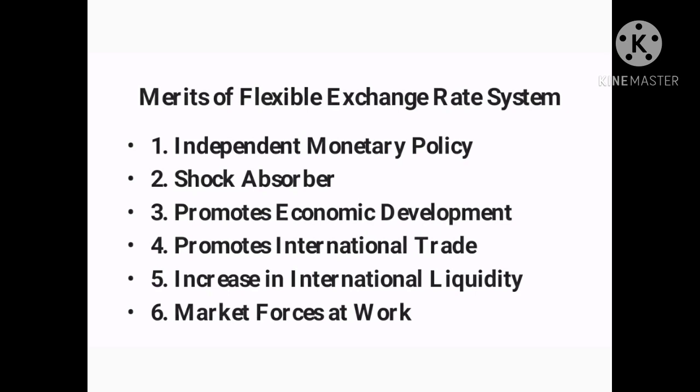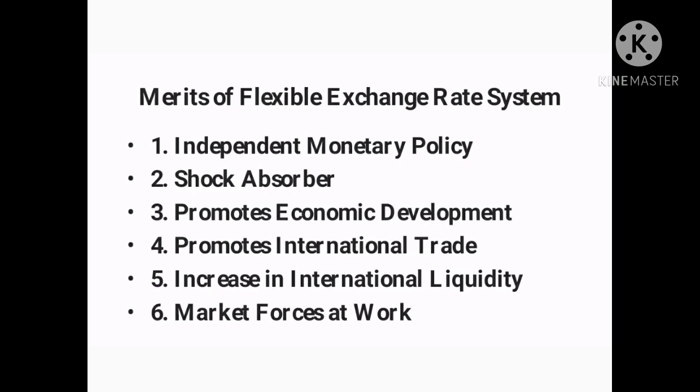Third, promotes economic development. It also promotes economic development and helps to achieve full employment in the country. The exchange rates can be changed in accordance with the requirements of the monetary policy of the country to achieve the planned national objectives. Fourth, promotes international trade. The system of flexible exchange rate systems does not permit exchange controls and promotes free trade. Restrictions on international trade are removed and there is free movement of capital and money between countries.